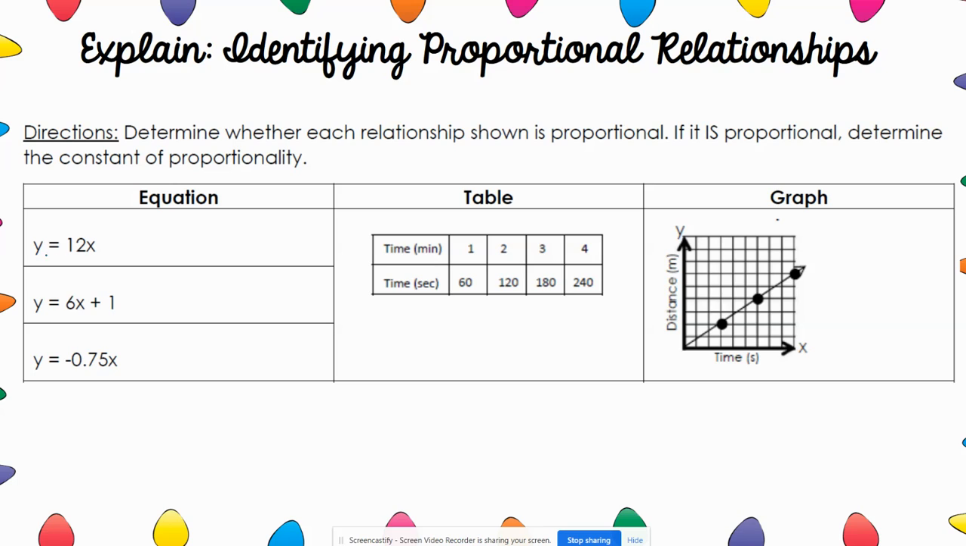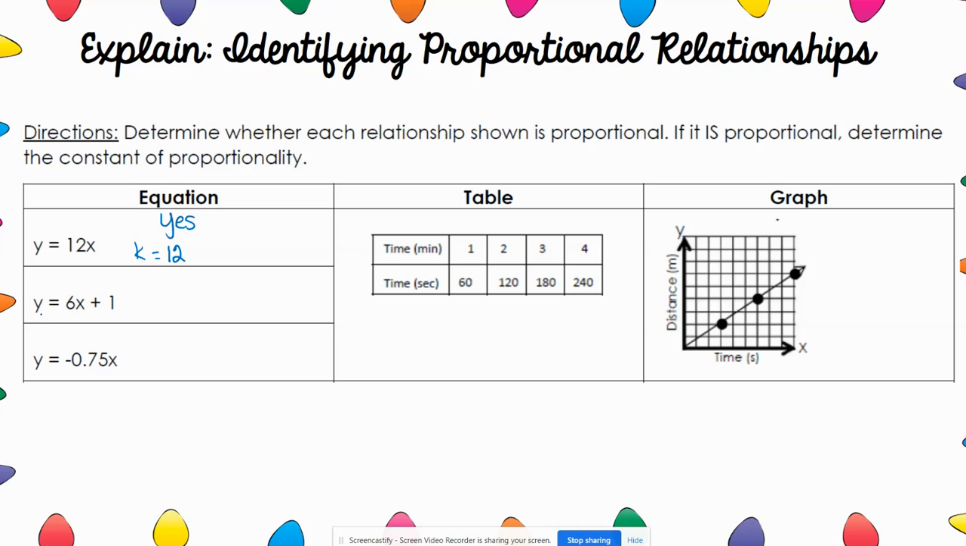Well, it's in the form y equals a number times x, which means that yes, this is proportional. If it's proportional, then we have to find the constant of proportionality, also called k. Well, that is the number that's being multiplied by x. So in this case, the number being multiplied by x is 12. So our constant of proportionality is 12.